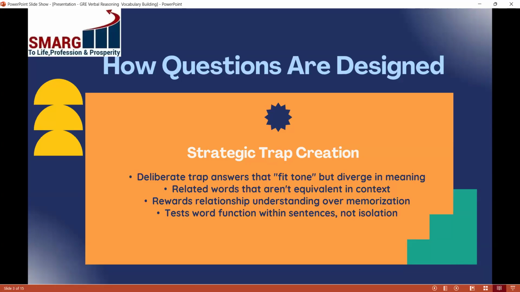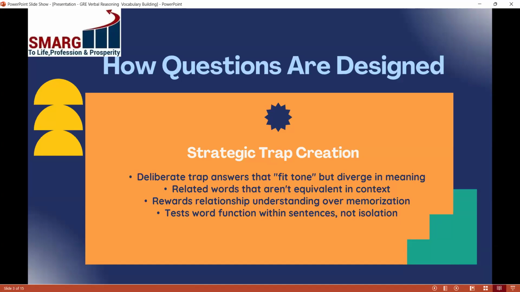So focus on understanding, and this is something we are going to talk about: how can you correlate words and cover more base in lesser time. That is the third thing. And then, tests word function within sentences and not in isolation.